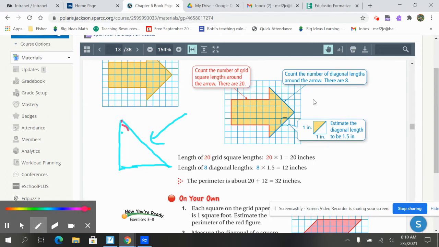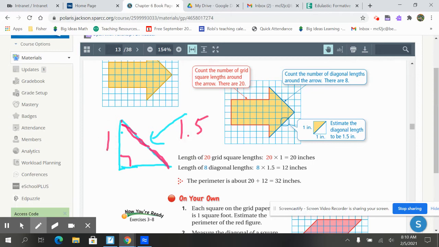Do you know what this line is? Do you know what it's called? This is a right angle. They're saying that this is 1.5. If that's 1.5, that means this has to be 1, or that has to be 1.